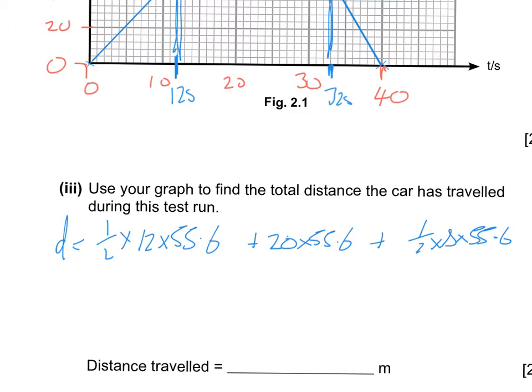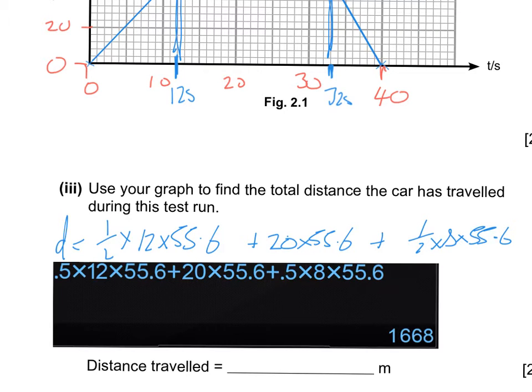And so that's going to come to the area of the first triangle, a half times the base times the height, the area of the rectangle, which is the base times the height, and the area of the final triangle, which is half times the base times the height. Add all those up then, and that comes out to be 1668 meters.